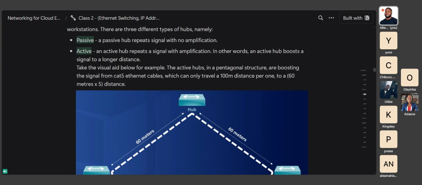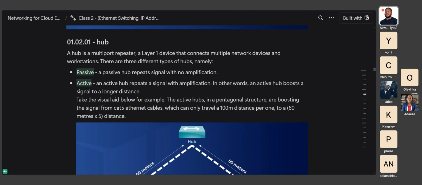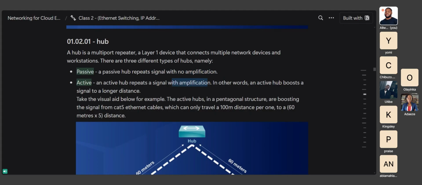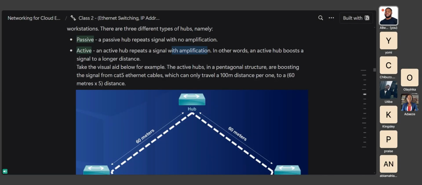Okay, a passive hub is a hub that simply repeats signals with no amplification. All right, there's no amplification. It simply repeats signals. An active hub is a hub that repeats signals with amplification. So let me just give you an idea, although we'll still go into it. In other words, an active hub boosts a signal to a longer distance.